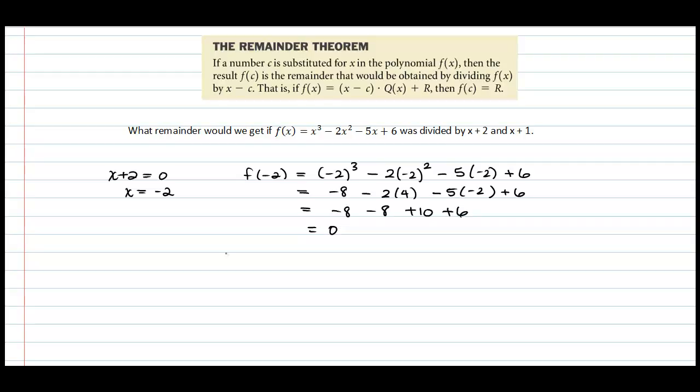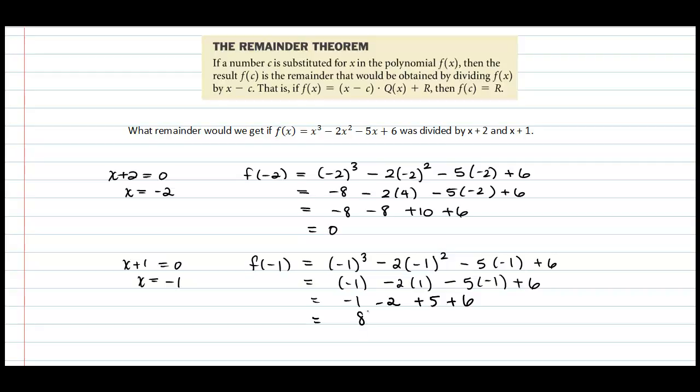Now let's take a look at what kind of remainder we would get if we take the function and divide it by x plus 1. What we need to do is take x plus 1 and set it equal to 0, and we would get x is equal to negative 1, and take negative 1 and plug it into the function. Notice that the remainder we got was 8. Therefore, the x plus 1 would not go into the function evenly.